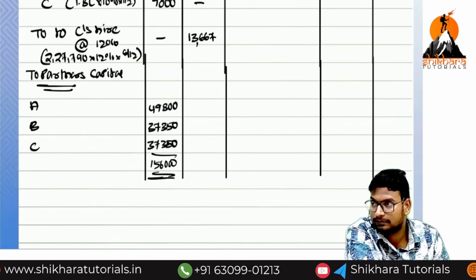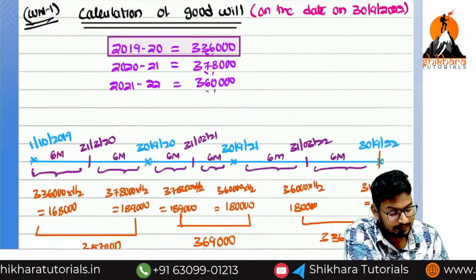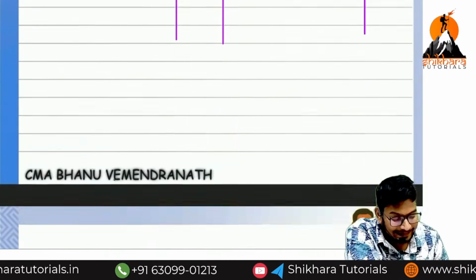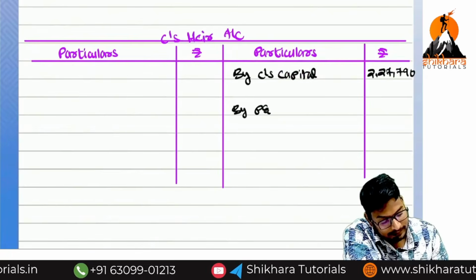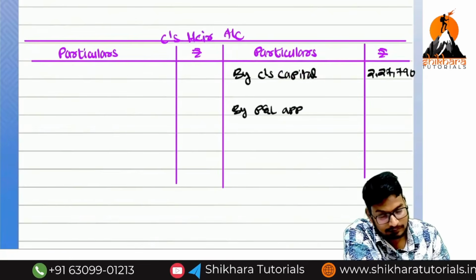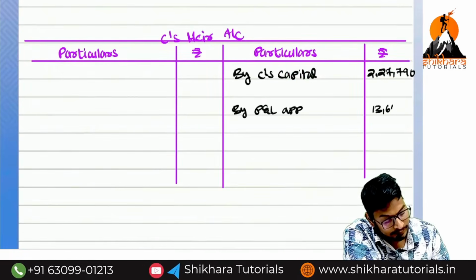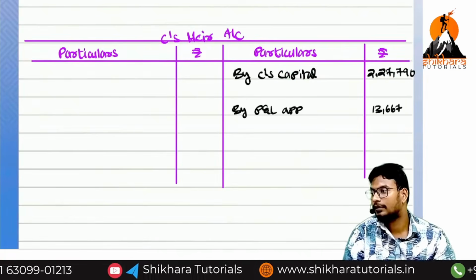This amount, where we need to transfer from? Legal heir. Legal heir, which side, debit side or credit side, amma? Credit. By P&L appropriation. How much, amma? 13,667. Okay, guys.